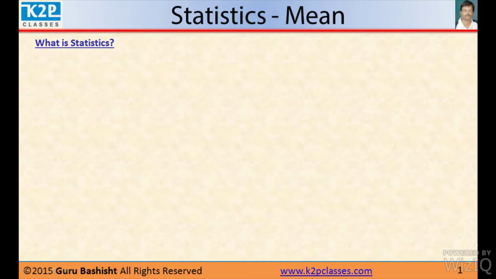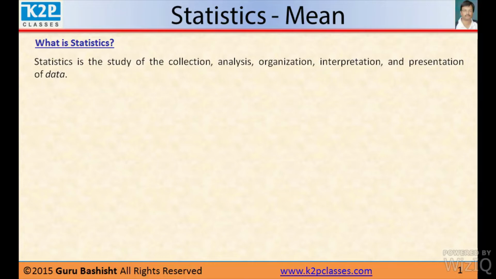Now, let us first define what is statistics. There are so many classical definitions of statistics, but for class 9 and 10 students, statistics can be defined as a study of the collection, analysis, organization, interpretation and presentation of data. Now the keyword here is data.